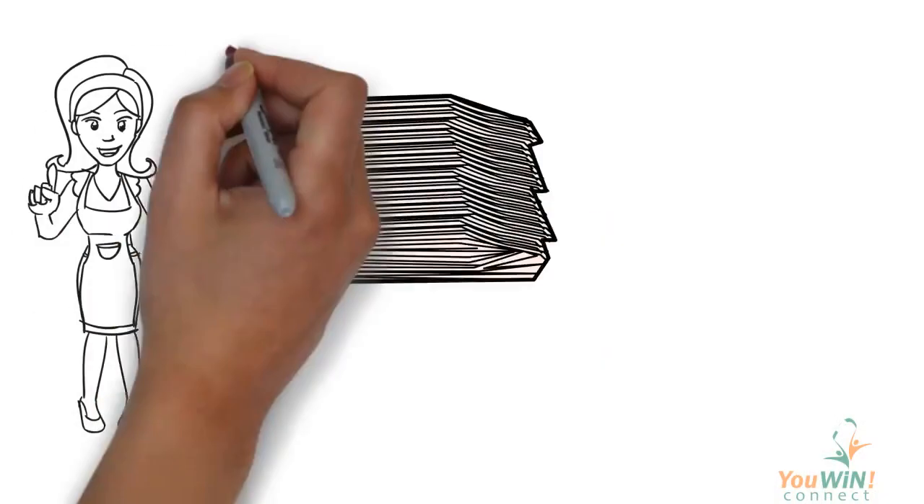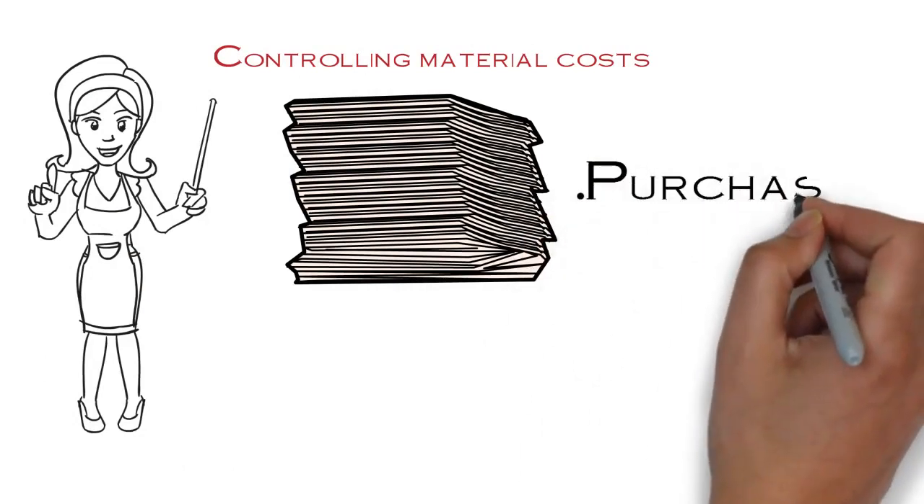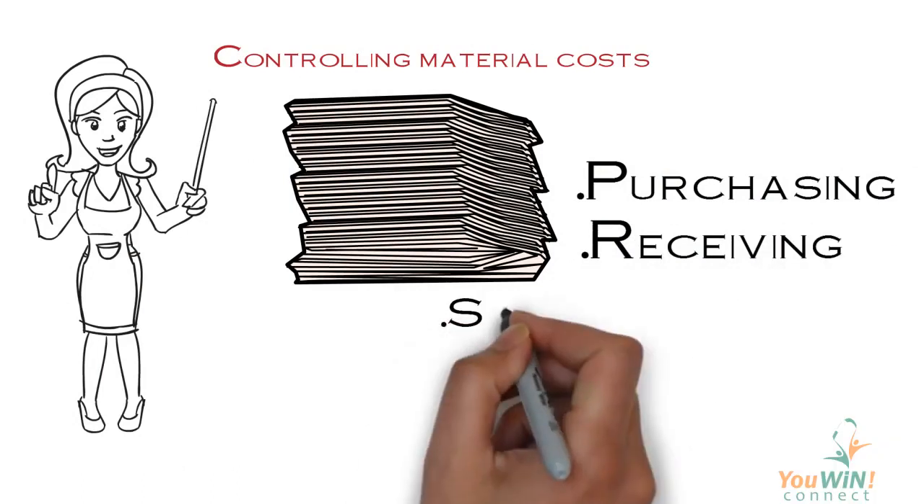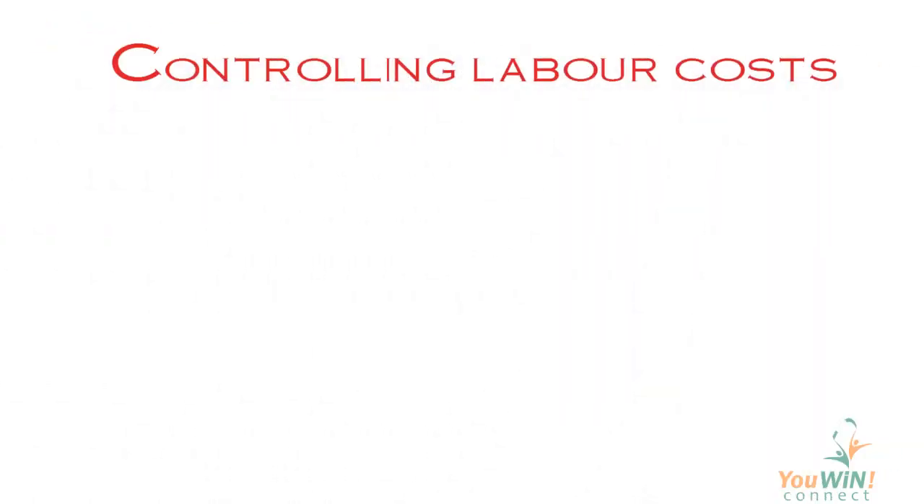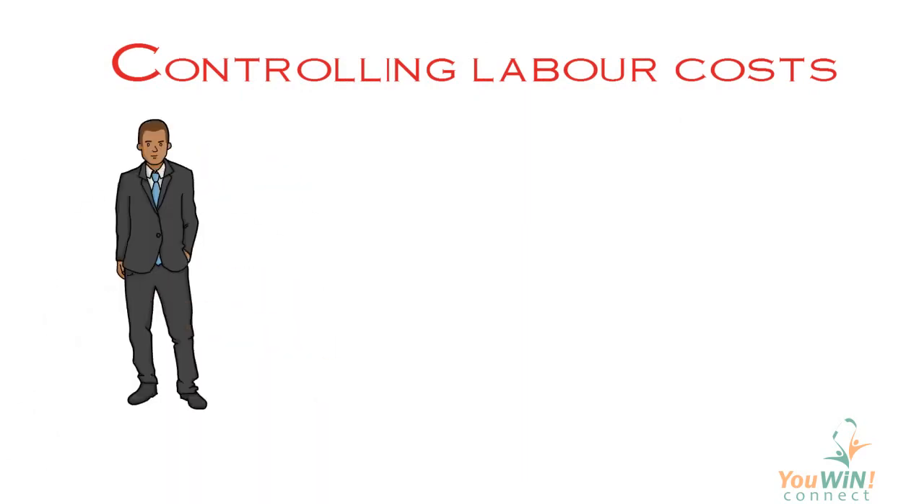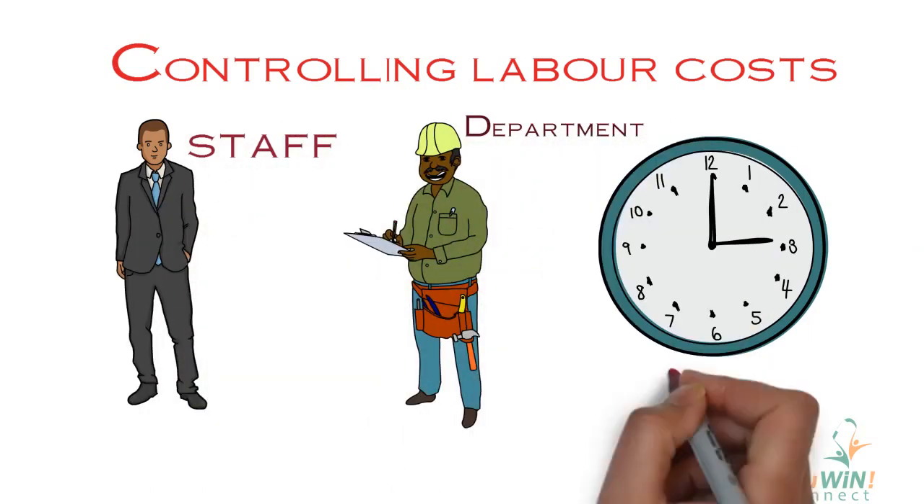In order to control material cost, 3 departments are very crucial: purchasing, receiving, and storage departments. These are key cost centers you need to identify in order to control material cost. We next look at controlling labor cost. The cost centers with regard to labor cost are staff, department, and time. Depending on the type of business you run, you'll be able to control your labor cost by looking at the staff, department, and time.